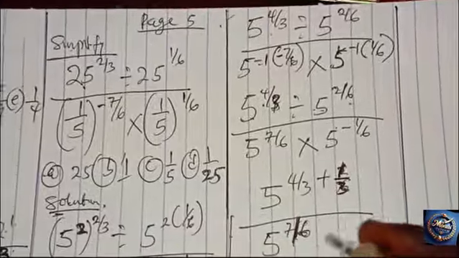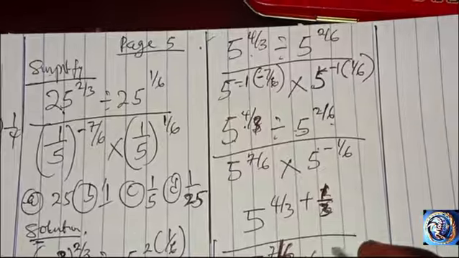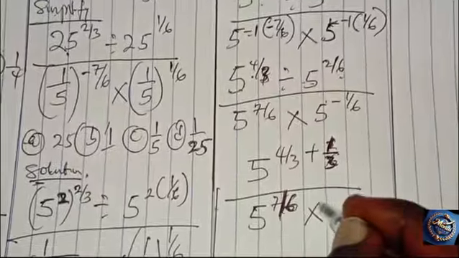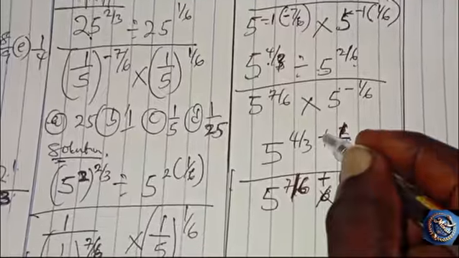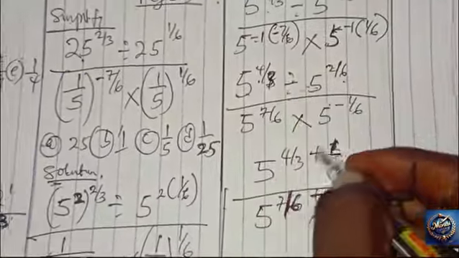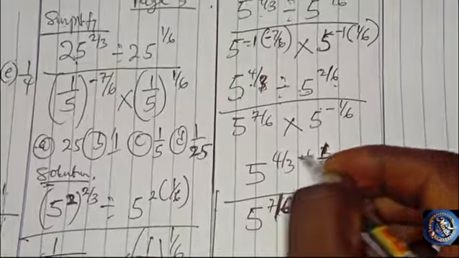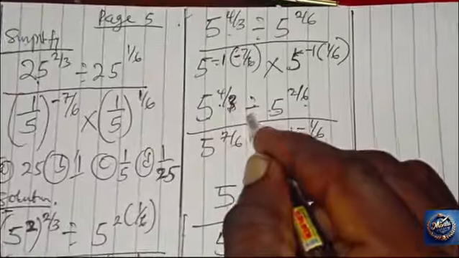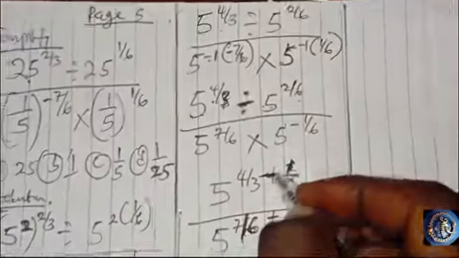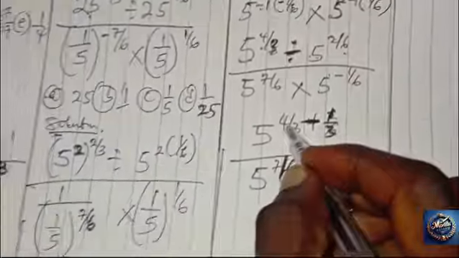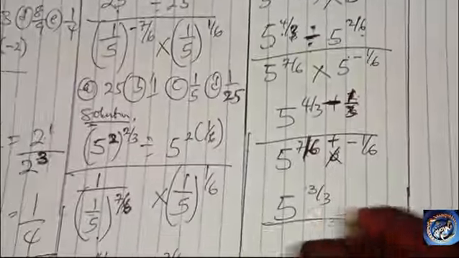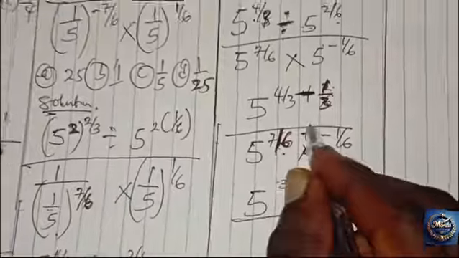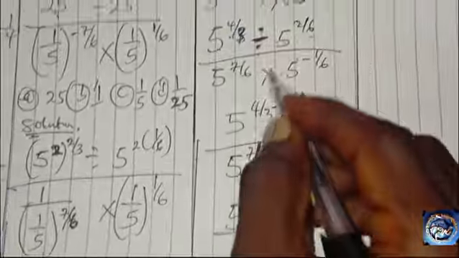7 over 6 times, plus minus 1 over 6. So here, because of the division line, we make this one negative, not positive. The law of division says that when it is division, it is subtracted. So 4 minus 1 gives me 3. So I have 5 raised to power 3 over 3 up here. Then here it is going to be plus because of this multiplication sign.